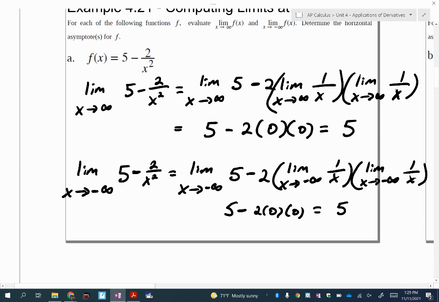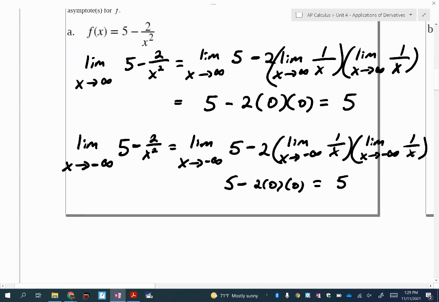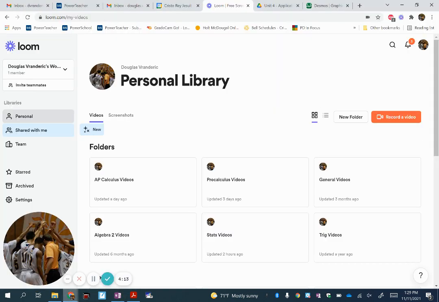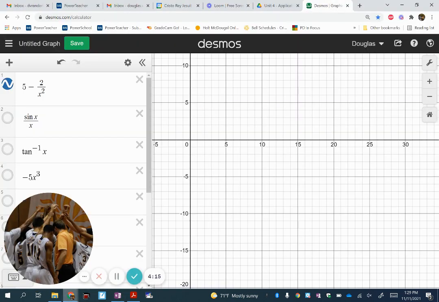So because the limit as x approaches infinity and the limit as x approaches negative infinity of this function are equal to the same value, that means we have a horizontal asymptote at this number. So a horizontal asymptote at y equals 5. All right, now let me go to Desmos so I can show you graphically what I'm talking about here. So we'll go to Desmos. I'll put this one in here.